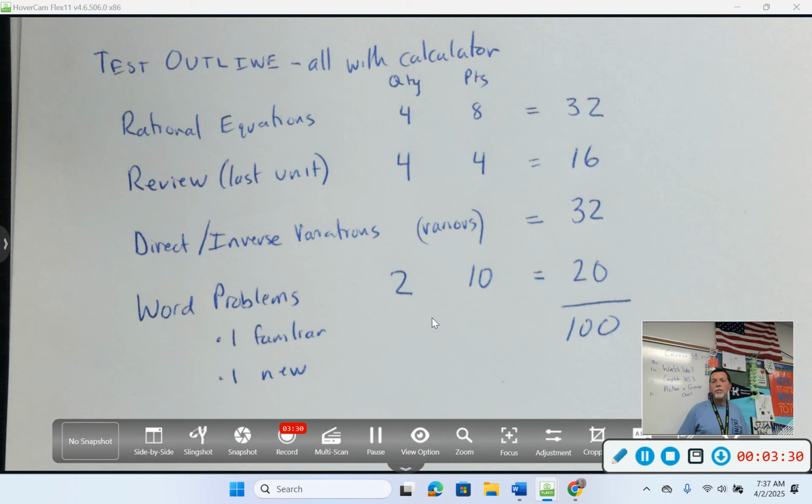So you're worried about the word problems, but there's only 2 of them. One of them is familiar and one of them is new. So I think we'll be fine.